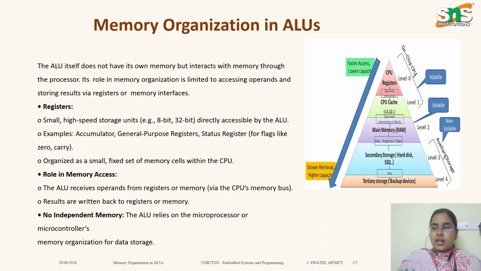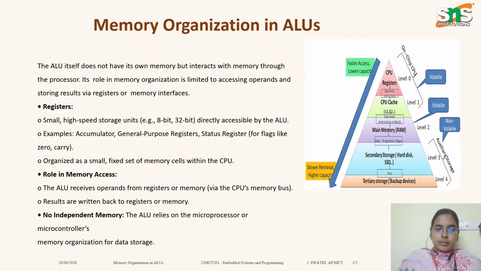Registers are nothing but a small storage device, and here we can store up to 8 bits, and going up to 32 bits. It is directly accessible by the ALU, that is, the arithmetic logic unit. For example, the accumulator, general purpose registers, and status registers, and these status registers are used for flags, like carry 0 or 1, and are organized as a small fixed set of memory cells within the CPU.